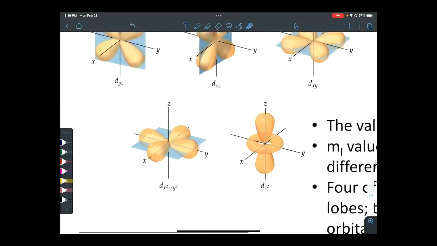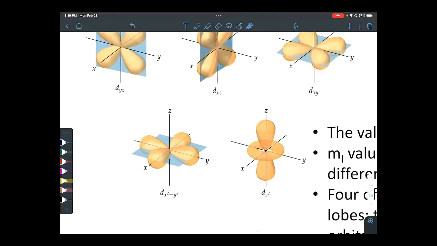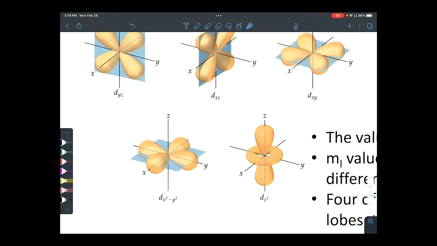So with this orbital, it looks like our butterfly like we saw before, but because the lobes actually lie in the axis and not between the axis, it's still on the xy plane, but because they're bisected, like they're kebabbed by the x and y axis, we call this the dx squared minus y squared orbital.